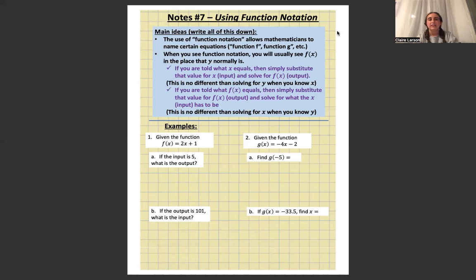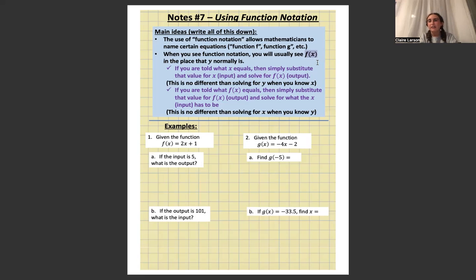The main idea: function notation allows mathematicians to name certain equations. For example, if you see this, then you would call this function f, because this letter right here is f. But if that letter were g, then you would call it function g, and the same for any letter. When you see function notation, you will usually see this in the place that y normally is. And this is pronounced f of x.